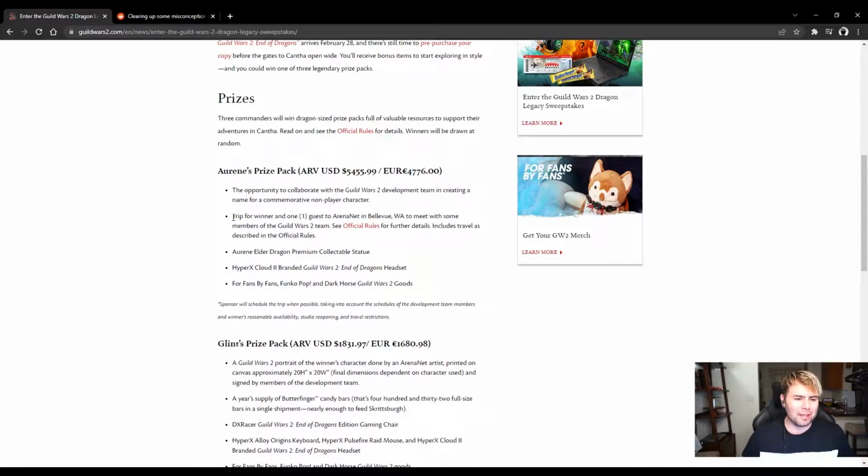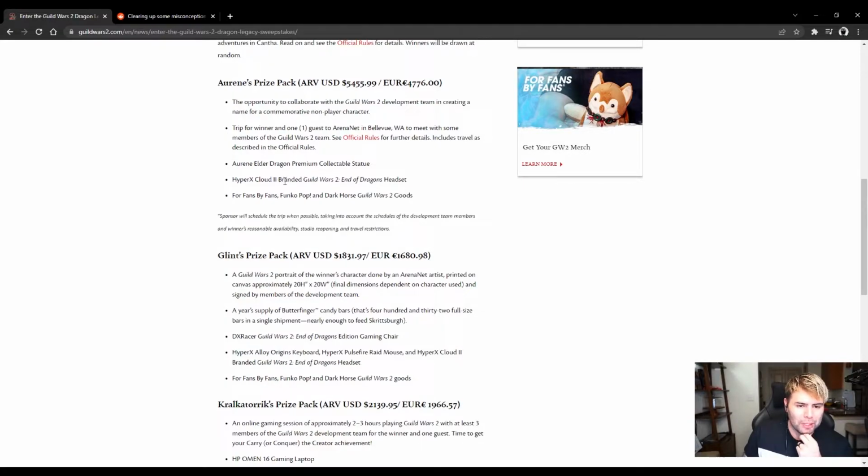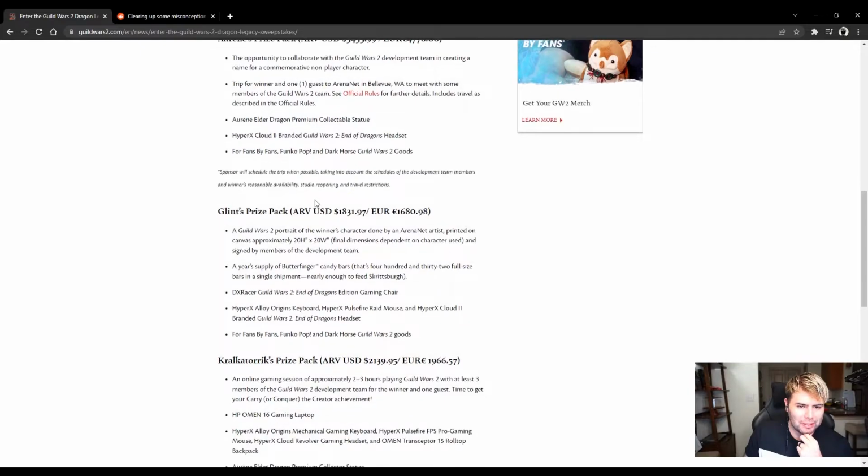And then, you played some last week, nice. A trip for winter. So you go to ArenaNet in Bellevue, Washington, which is pretty cool, I guess. They pay for that. I bet you it's economy, but hey, beggars can't be choosers, right? An ArenaNet Elder Premium collectible statue. That's pretty nice as well. The HyperX Cloud 2 branded Guild Wars 2 headset. And then some for fans by fans, some other goods.